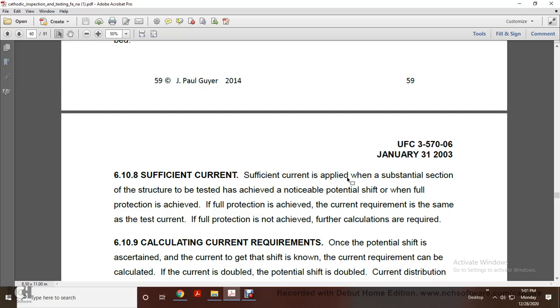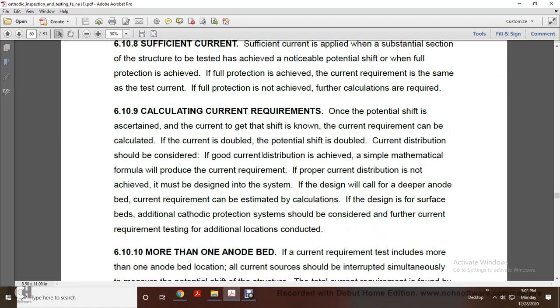610.8. Sufficient current. Sufficient current is applied when the structure being tested achieves a noticeable potential shift. When full protection is achieved, the current requirement is obtained with the test current. If full protection is not achieved, further calculations are required.